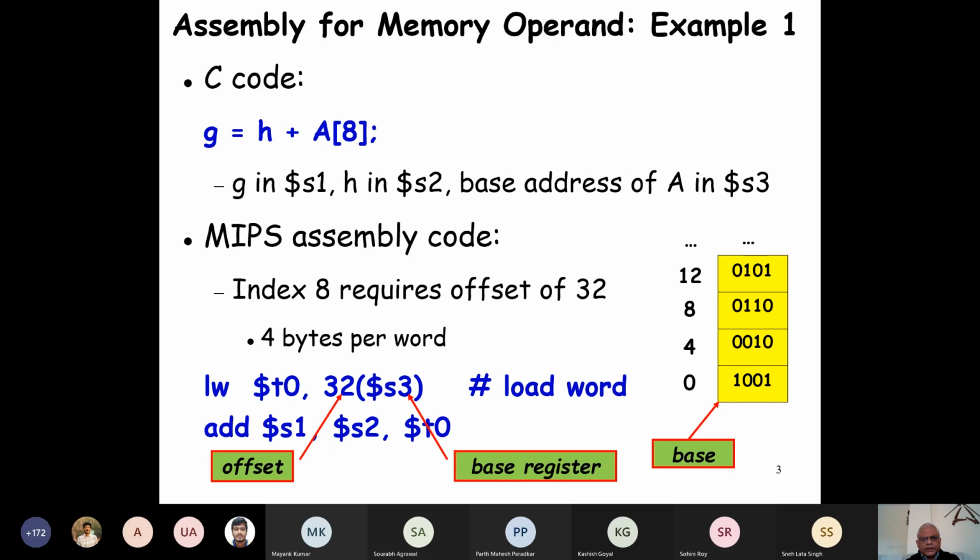And then the program is simple here. Once we compute this, we write offset 32 and the base address in S3. We load word into the temporary register T0 and then add h in S2 and the one that is fetched, A[8], and then we generate the result in g. So this is our simplest memory operand program.